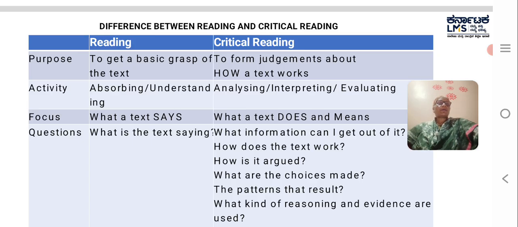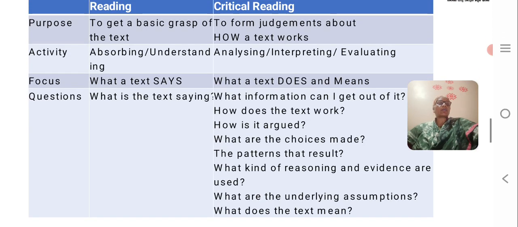While reading, we just ask a question like, what is the text saying. Whereas when reading critically, we will ask these types of questions. What information can I get out of it? How does the text work? How is it argued? What are the choices made? And what are the patterns involved in the text? What kind of reasoning and evidence are used? What are the basic assumptions? What does the text mean? So, there are multiple questions involved in critical reading, unlike just in reading.